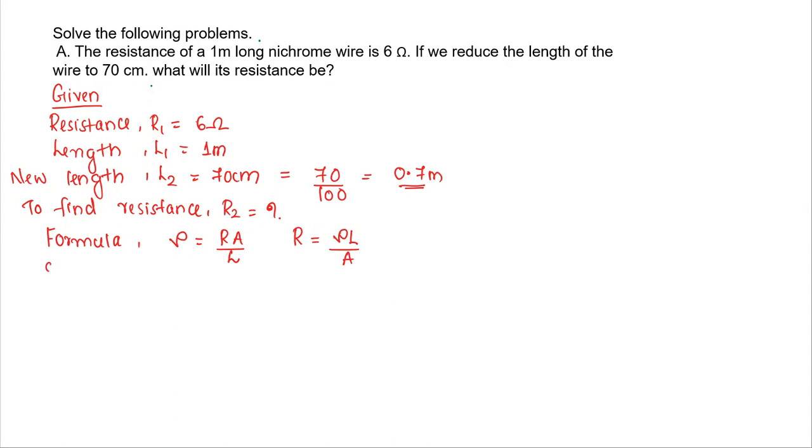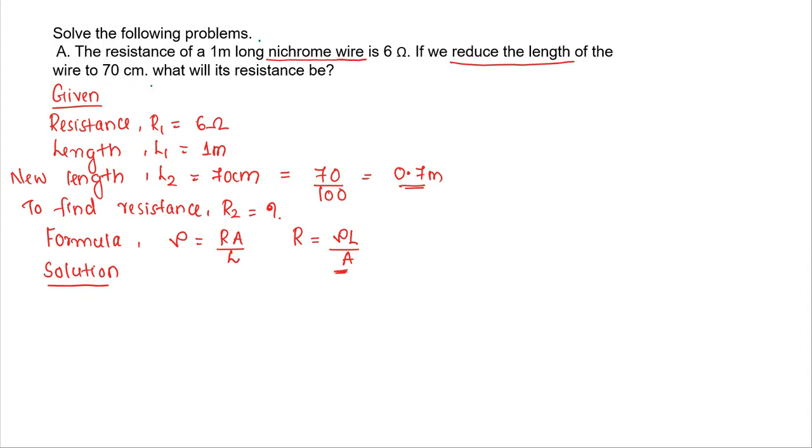Now let us start with our solution. Here, rho and A are not given. See the question, we reduce the length. Length is reduced. Area is not changed, only length is changed. So area will remain constant. We are not changing the wire. The same 1 meter nichrome wire is reduced to 70 centimeter. That means the material will remain the same. So resistivity rho remains the same. Area and resistivity will remain the same.